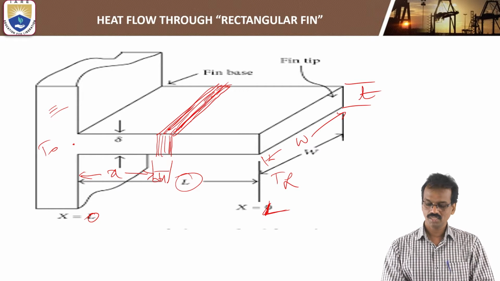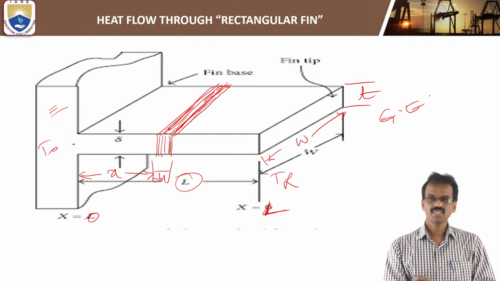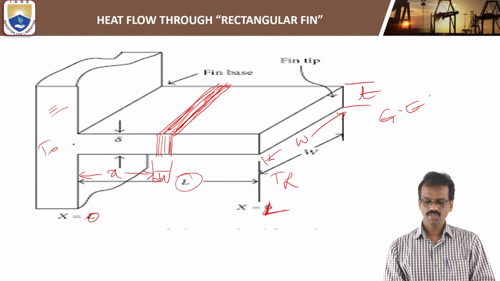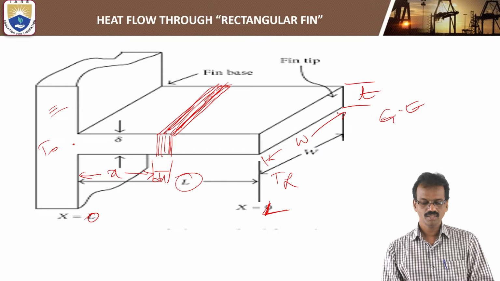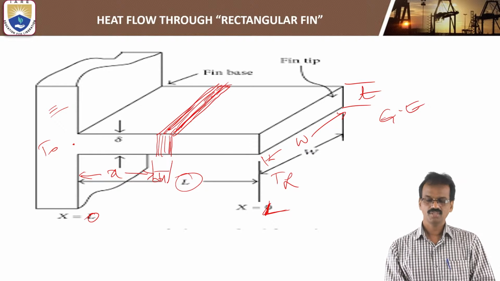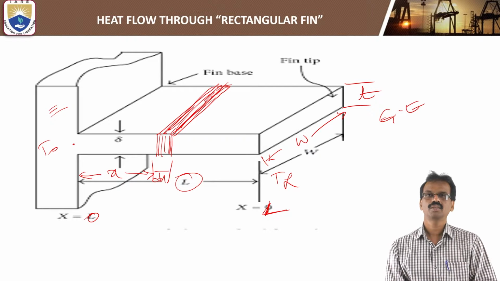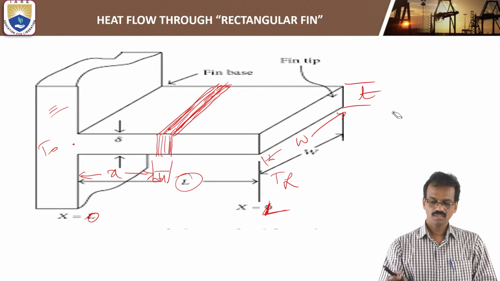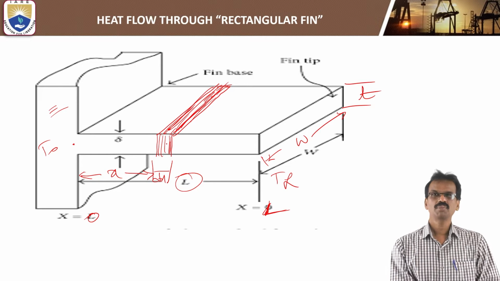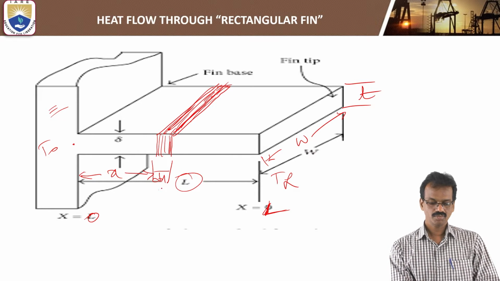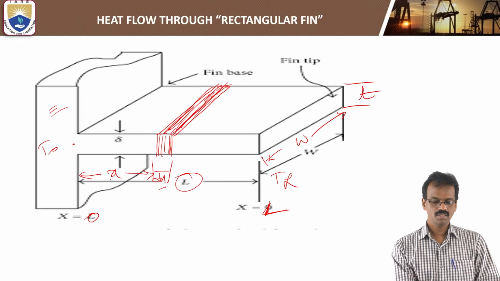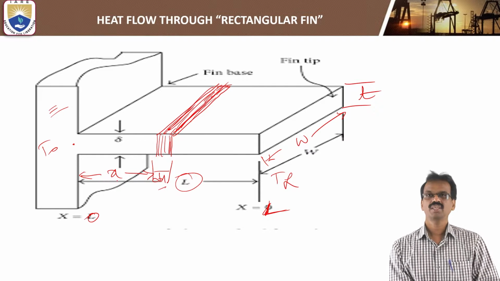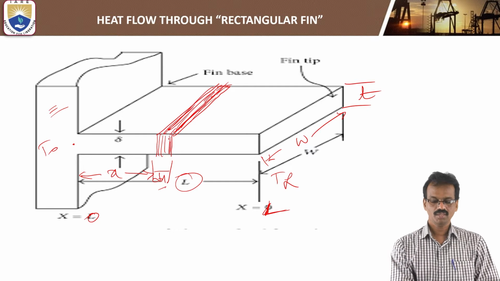How to derive the general equation for the small elemental area. By using that, we have to find the temperature equation, and we have to find the rate of heat transfer for the entire pin. So first of all, this is the small elemental area. Thickness is equal to dx. The distance from the base is equal to x, and the temperature of the small elemental area you can take as T.